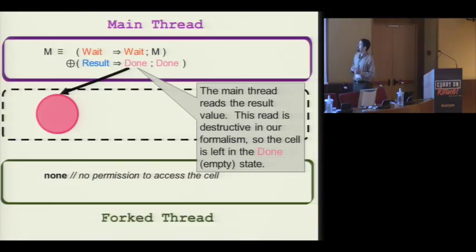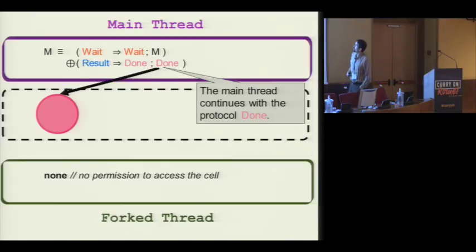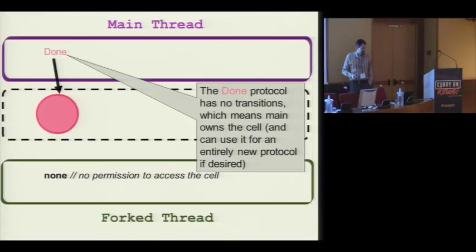Just for explaining how things work here, the read is actually destructive in our formalism. You wouldn't necessarily have to implement it that way, but in our formalism, the cell is left in a different state because of this destructive read, which we'll call done. Again, there's a state transition from result to done. The main thread continues with the protocol done, and there's no transitions there, right? It's just I have an object in state done, and that actually means that main now owns the cell and it can do whatever it wants with it. Okay, so that's the basic idea of these protocols.